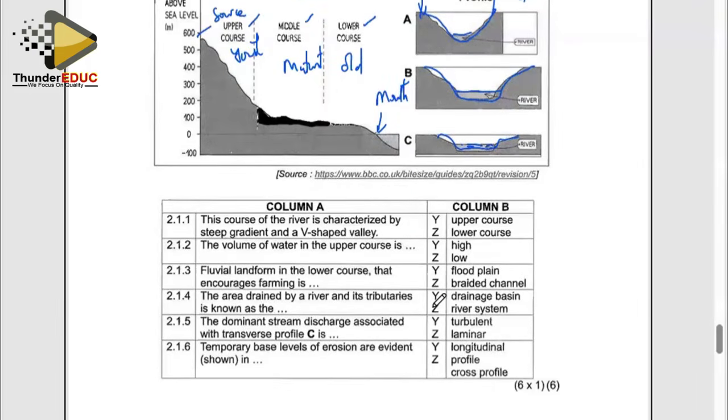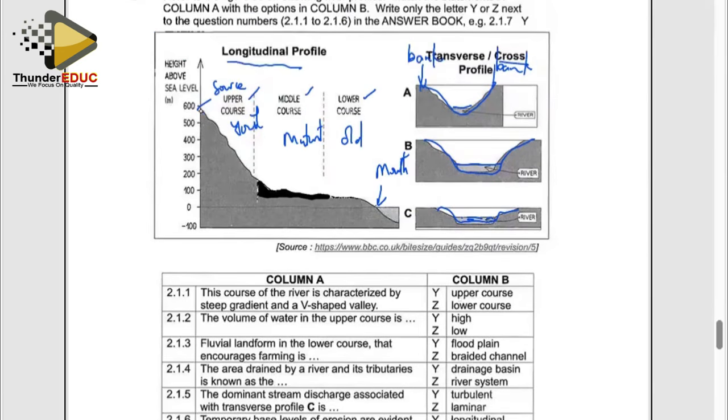Number 2.1.1, it says, this course of the river is characterized by a steep gradient and a V-shaped valley. Steep gradient, you can see here, this river is very steep on the longitudinal profile. And also if you check at A, this is V-shaped. Where does that happen? It happens in the upper course. So the upper course, that is where we have those features. The volume of water in the upper course is, what did we say? This is the upper course. This is just little. It's low.